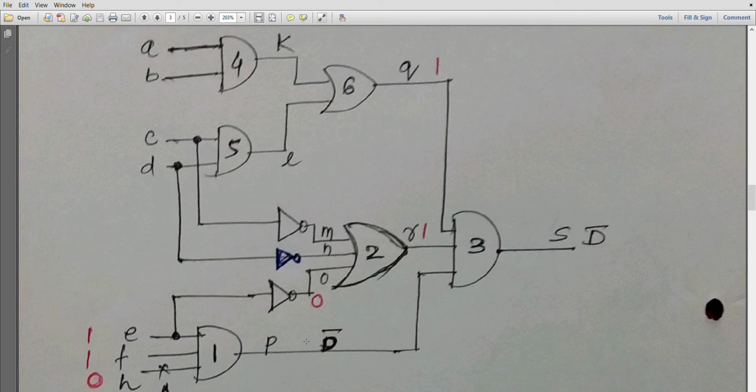Now because of this fault propagation phenomenon, I have to propagate this particular fault D bar to the primary output S, because P is not my primary output. P is one of the intermediate outputs, and in order to propagate this fault towards the primary output S, I have to make the other two inputs of this AND gate 1. Why? I already told you. So this is E as 1, F as 1 and H as 0.